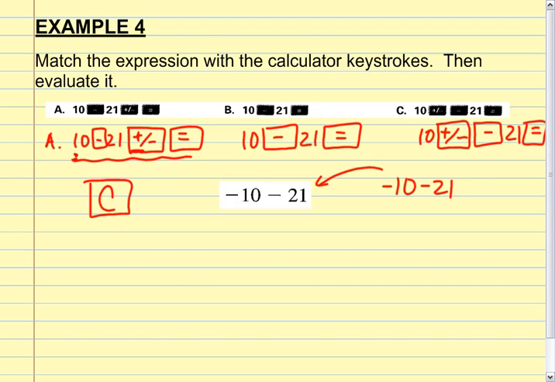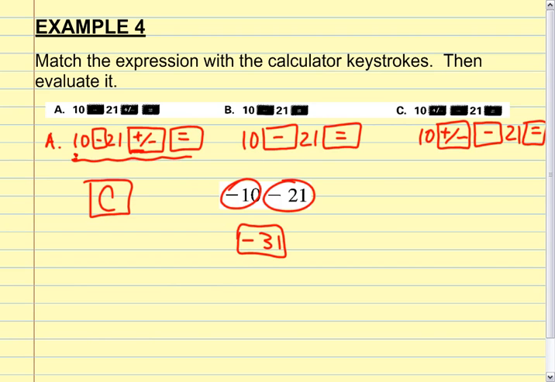Those are the button combinations that we would use to find that out. But folks, would we waste our time with that? Let's just solve this. Or not solve it, let's simplify it. Catherine, what is that? Negative 31. I'm not going to spend any time with the calculator on that. Right? Do you see how you would use a calculator? Okay, good. Nice job. Let's look at the last example.